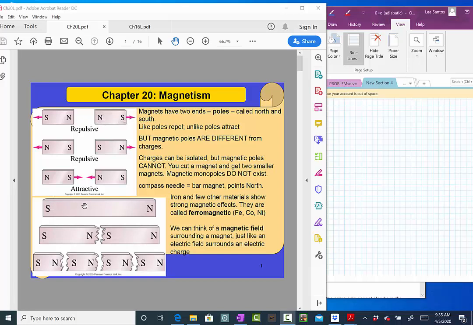So this is what this drawing is trying to show. If I have this big magnet and I break it in two, these two new pieces will each have a south and a north. If I break again, each piece will have a south and a north. We can never get a monopole, just the north alone or just the south alone. It always comes in two. And the question is then, where is this force coming from?